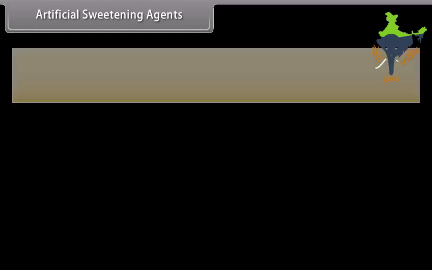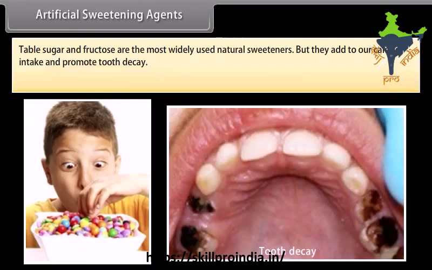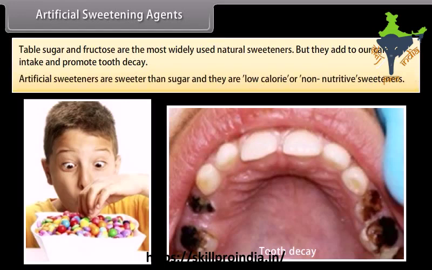Artificial sweetening agents. Sweetness is a matter of taste, but almost everyone has a craving for sweets. Table sugar and fructose are the most widely used natural sweeteners, but they add to our calorie intake and promote tooth decay. Artificial sweeteners are sweeter than sugar, and they are low-calorie or non-nutritive sweeteners.